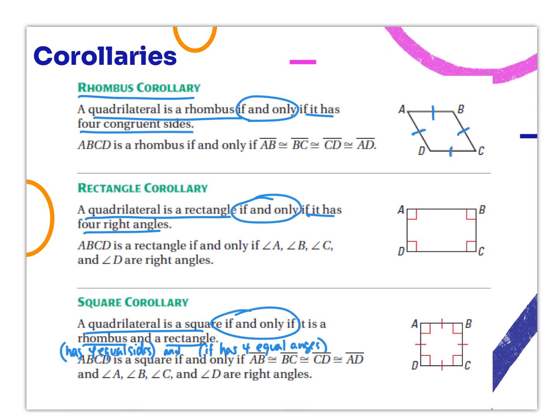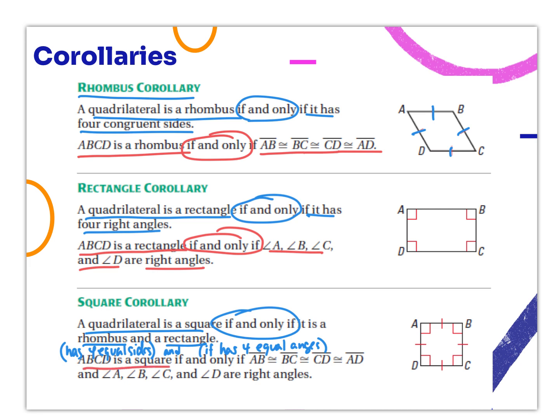So again, if I go to the original up here, notice ABCD is a rhombus if and only if AB is congruent to BC, which is congruent to CD, which is congruent to AD. When I go to the rectangle, ABCD is a rectangle if and only if all 4 angles are right angles, or all 4 angles are congruent. If they're congruent, they're right, because 360 divided by 4 is 90. And then the last one, ABCD is a square if and only if all 4 sides are congruent and all 4 angles are congruent right angles.